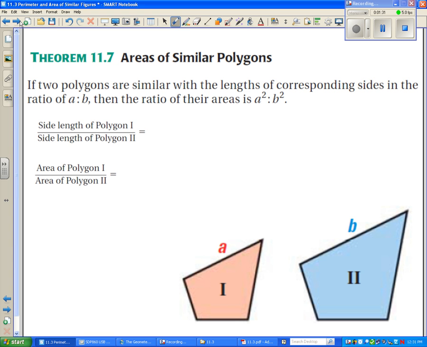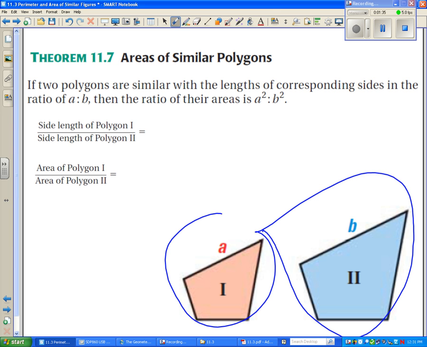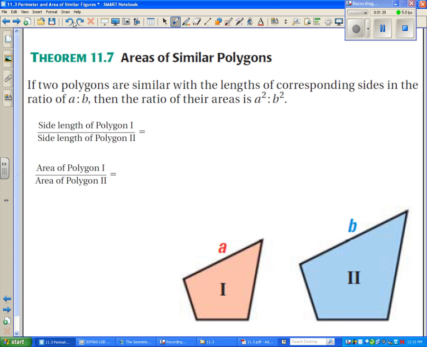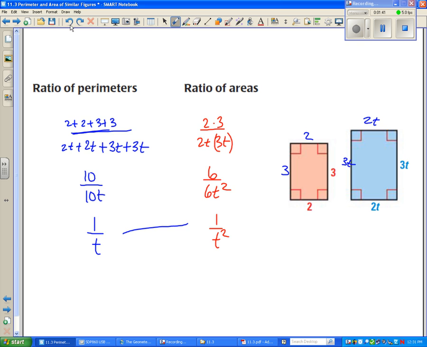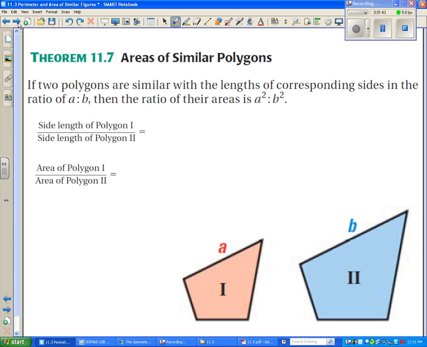Go ahead and draw these two figures. We're going to use these two figures to establish a basic concept between finding the ratios of areas and perimeters of similar figures. All right, the side length of polygon 1 to the side length of polygon 2 would be a over b. But the ratio of the areas is a squared divided by b squared.